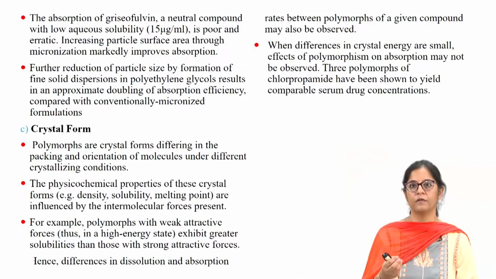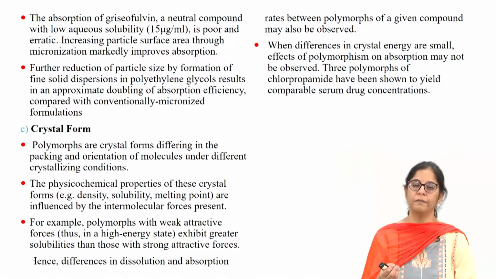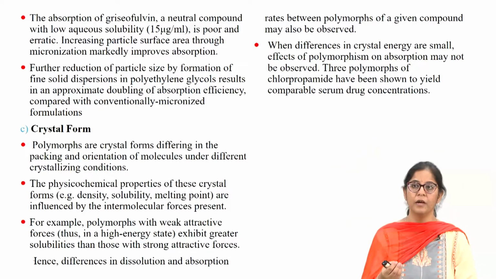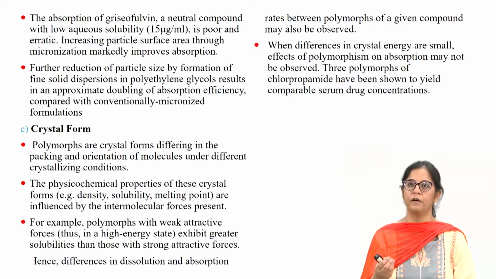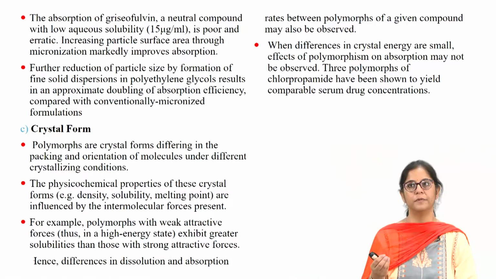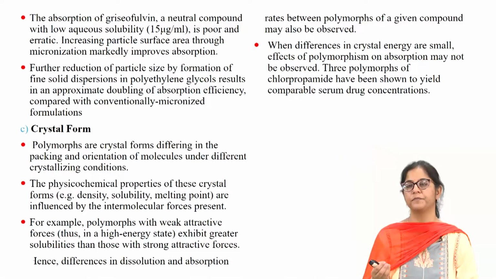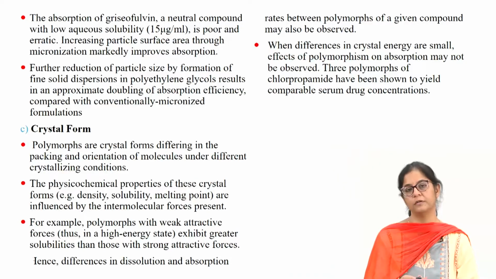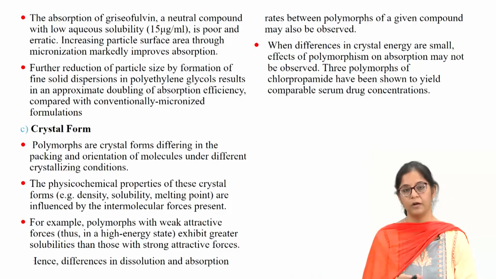Now, this difference in solubility, dissolution and absorption rates of polymorphs needs to be observed when we are going for dosage form development. When the difference in crystal energy is small, effects of polymorphism on absorption may not be observed. For example, 3 polymorphs of chlorpropamide have been shown to yield comparable serum drug concentration, because these polymorphs had similar internal structure, and hence their solubilization, and hence absorption, were observed to be similar.